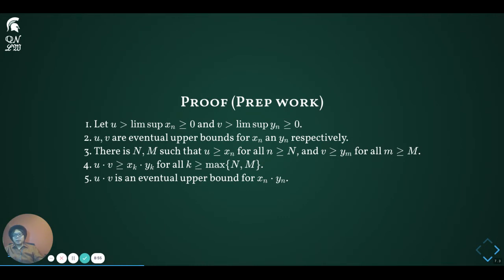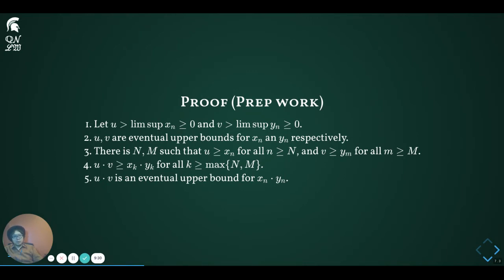We let u and v be two numbers bigger than the two limsups, and hence they are both eventual upper bounds. Since u is an eventual upper bound to x sub n, and v is an eventual upper bound to y sub n, this means that eventually we have u times v is bigger than the product sequence. In steps 3 and 4, this is made rigorous by using the definition of being an eventual upper bound, which is given in terms of finding a term n beyond which something holds.